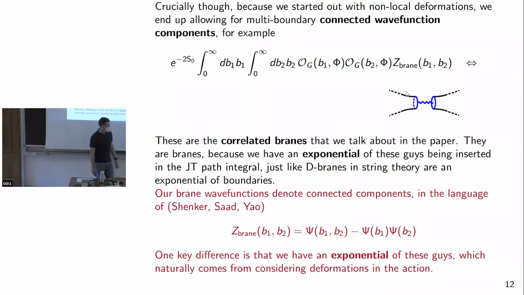And I want to point out that this is very similar to what Stanford, Schlenker, Saad, and Yao did, where they introduced correlated boundary components. But I think the key extra step is that we have an exponential of these boundaries. And the exponential is necessary to allow the theory to factorize to all orders in the genus expansion, and not just in the leading order approximation. And this exponential, as I pointed out, you get naturally from putting things into the action.